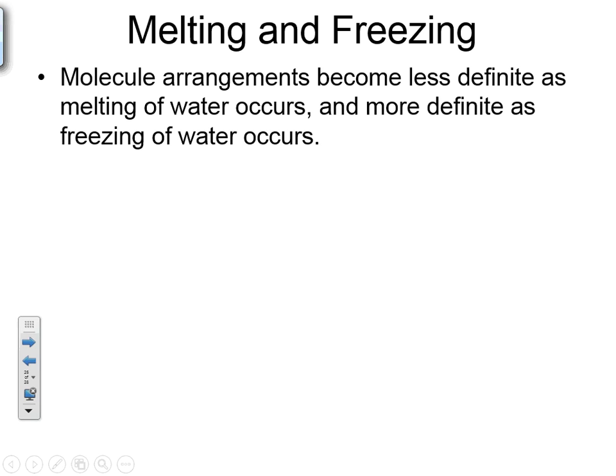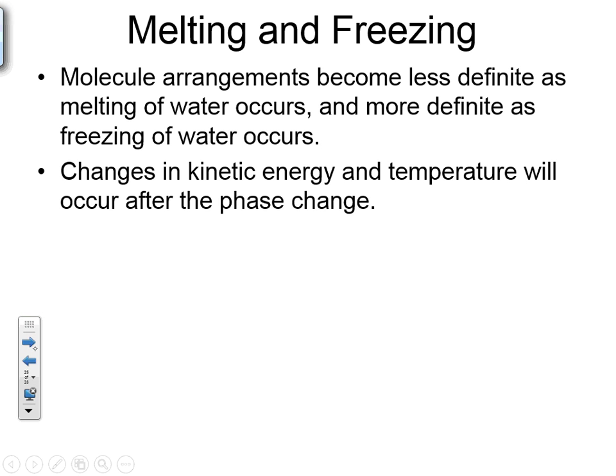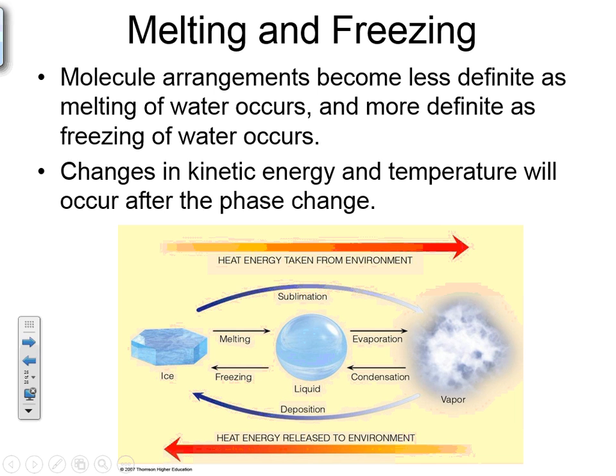We have melting and freezing. Melting. All right. What happens when something melts? Well, we have changes in energy. Melting is going from what? Let's make sure we get this right. We're going from a solid to a liquid. And freezing, we're going from a liquid to a solid.